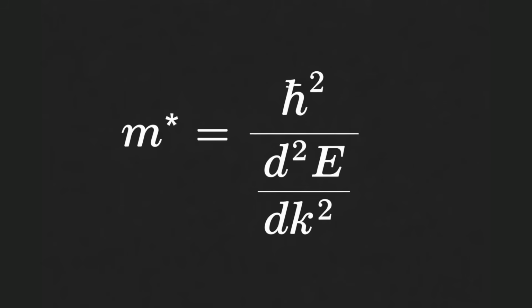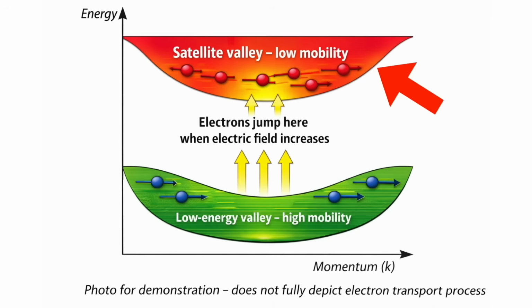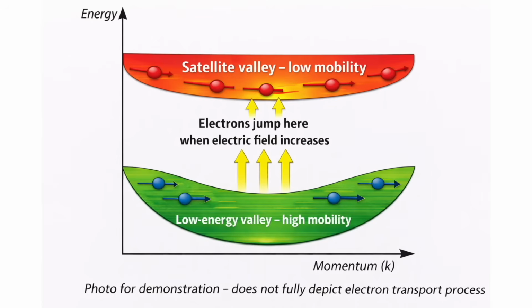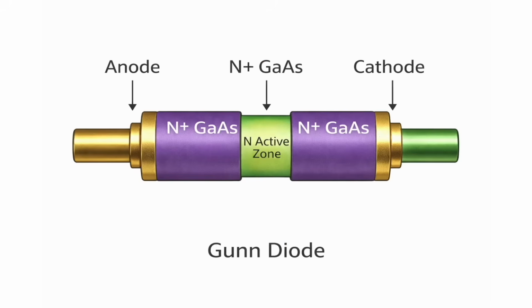In band theory, effective mass isn't the amount of substance, but rather the curvature of the band. The smaller the curvature of the band in a given valley, the heavier the electron appears to the electric field. Second, electron heating.